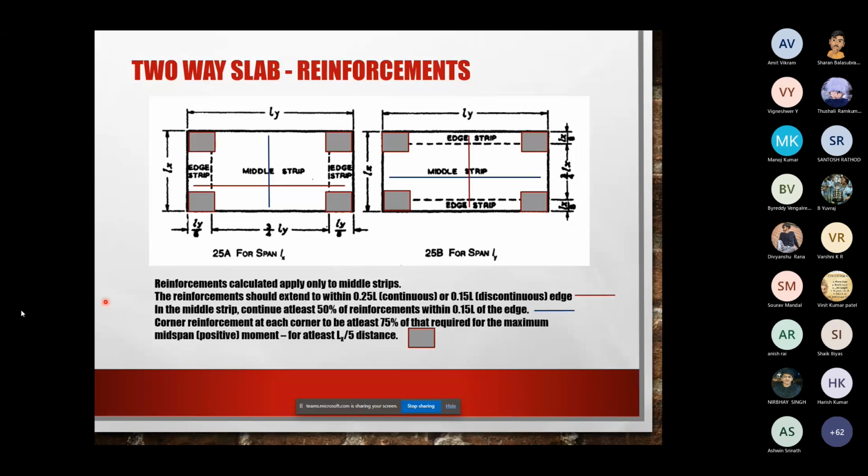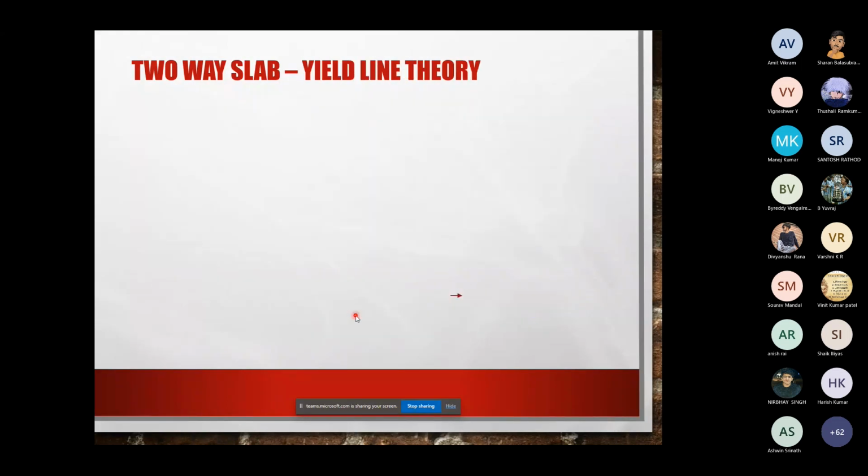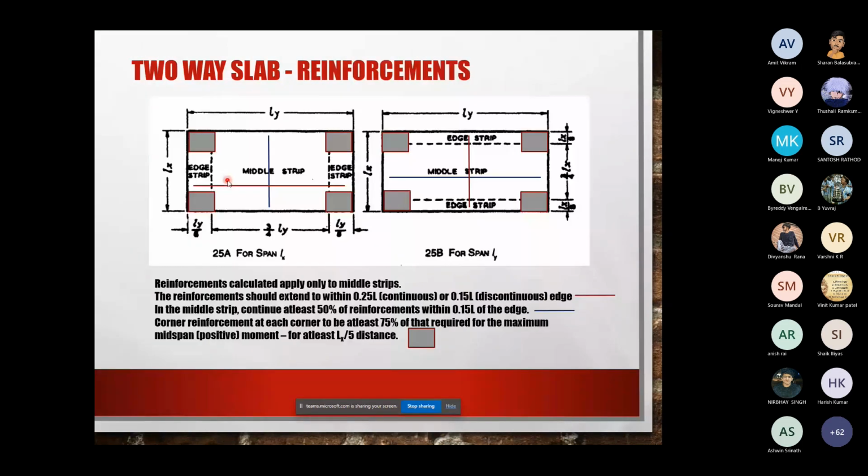And of course, not in this region, but for a distance of L by 5, not L by 8, you will be giving the same 75% top and bottom mesh which I told you before. That will be given over here. So before I go to yield line theory, I'll just show you the appropriate things in IS 456.